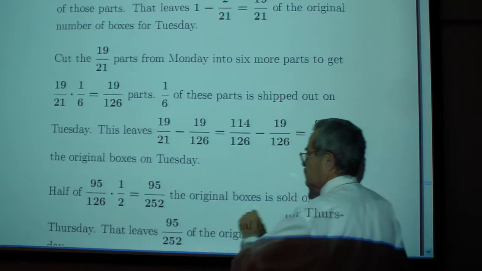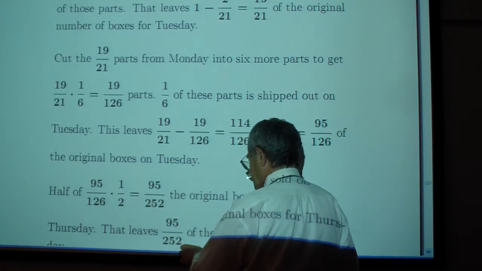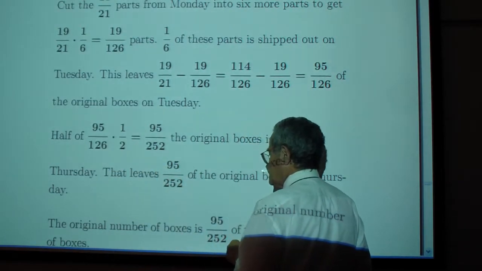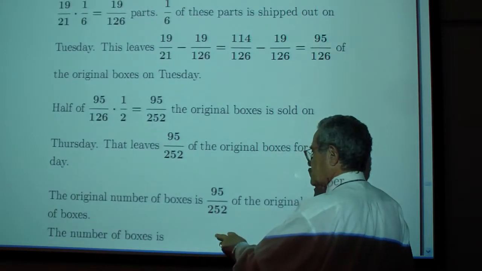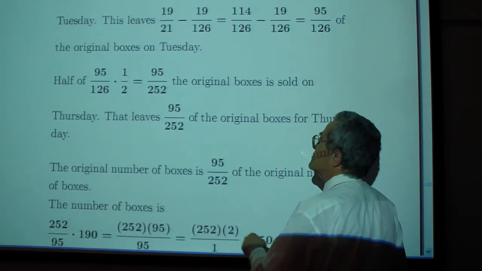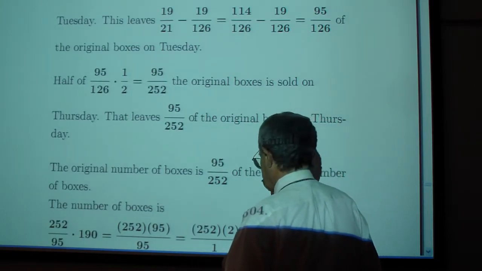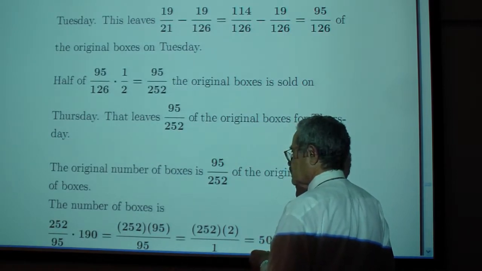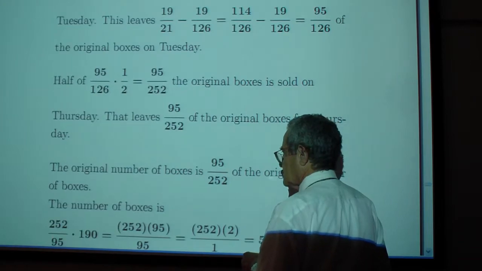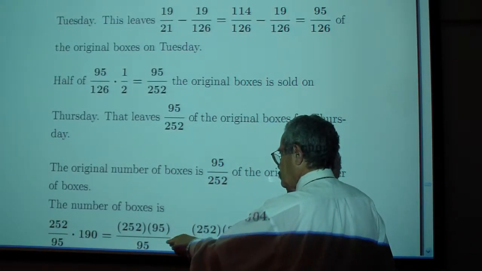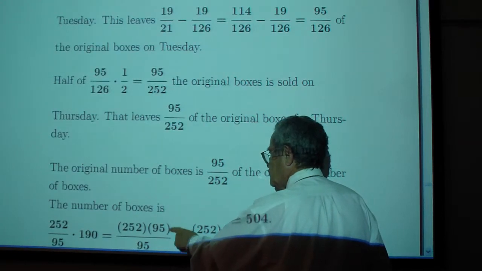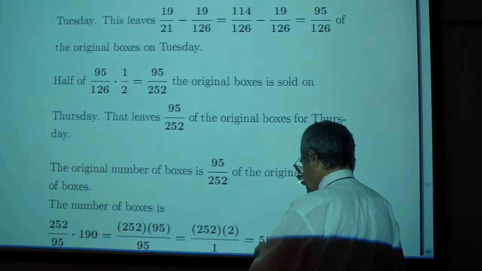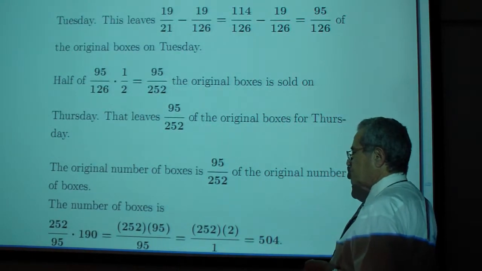So half of this number here is to be subtracted. And when you subtract it from that number, you're left with exactly the same number. So this is what is left, and that is equivalent to 190 boxes. When you carry out the arithmetic, you have 252, there is a 2 missing here. 95 and 95 is 1, so 252 times 2 is 504.